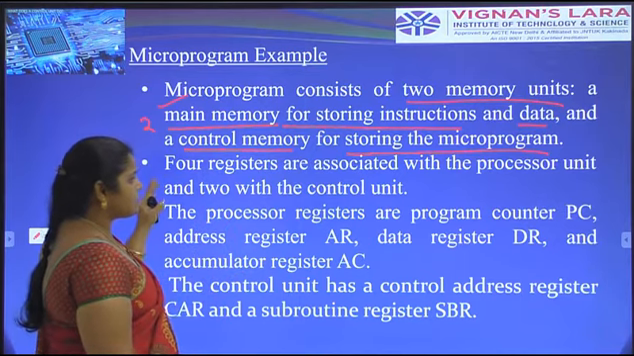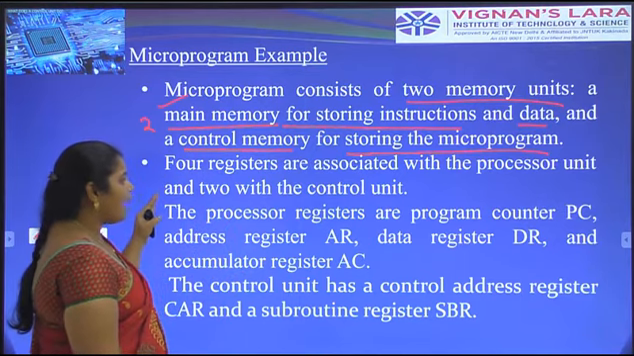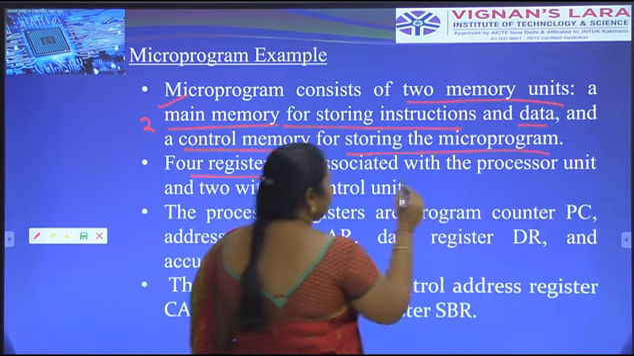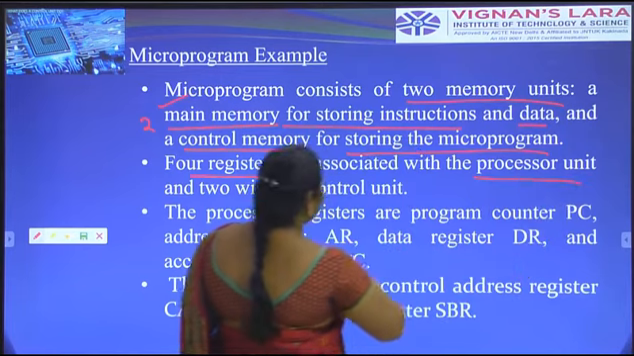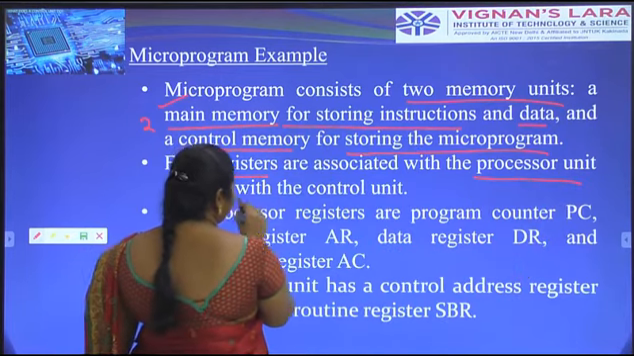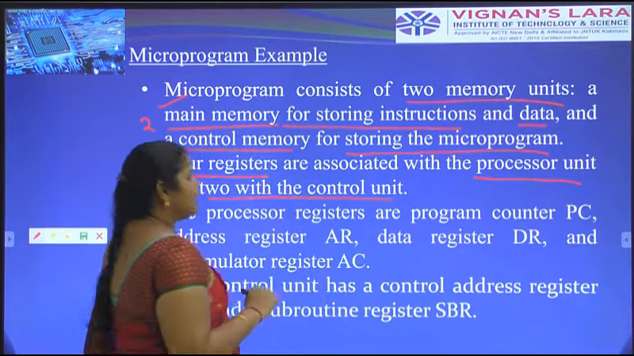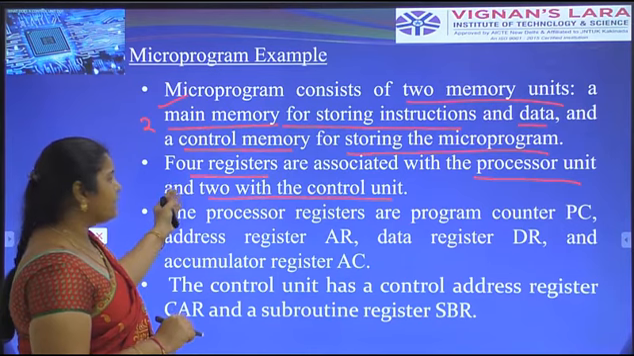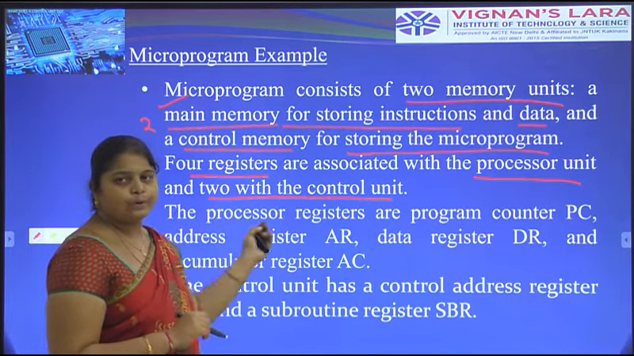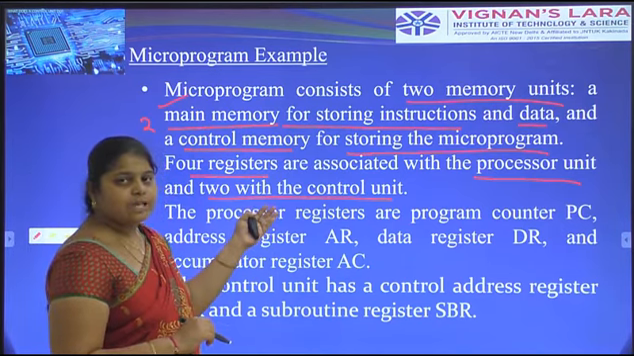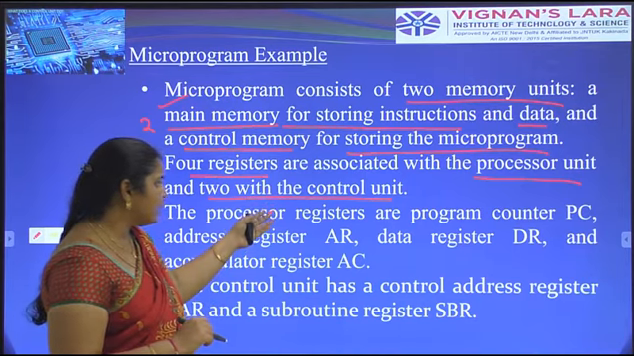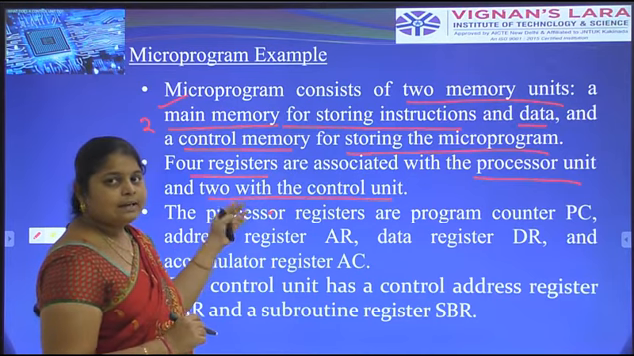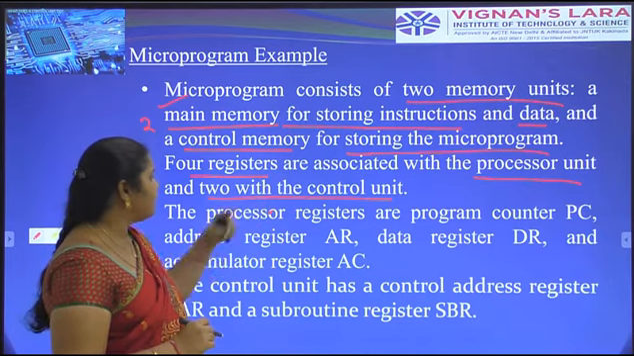Four registers are associated with the processor unit and two with the control unit. Here, four registers are available: two are associated with the processor unit and two are associated with the control unit.